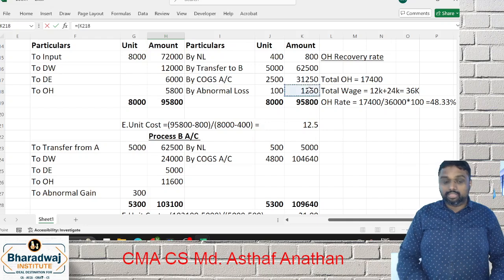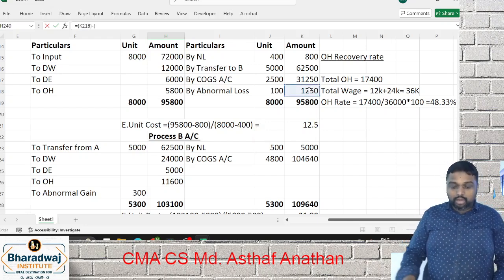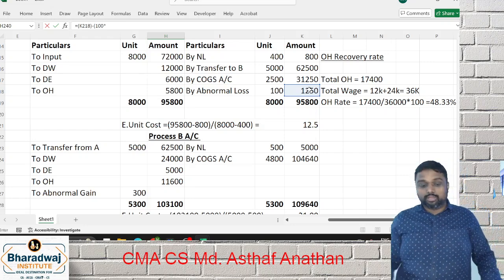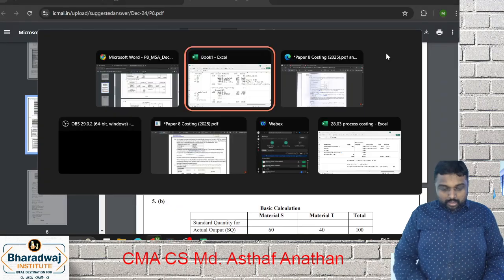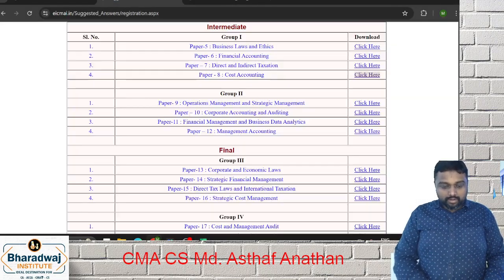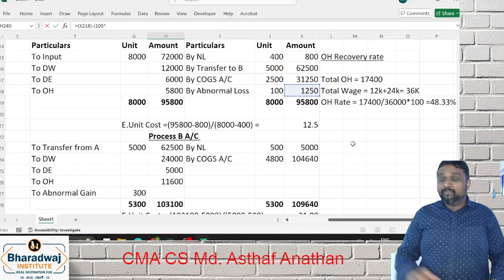Yes, abnormal loss 1,250. Here we have to minus what? Normal loss amount 100. What is the normal loss of first process? Scrap value. What is the scrap value amount? Can anyone tell the scrap value amount? Question. Scrap value of first process.